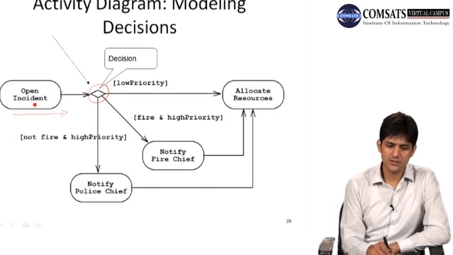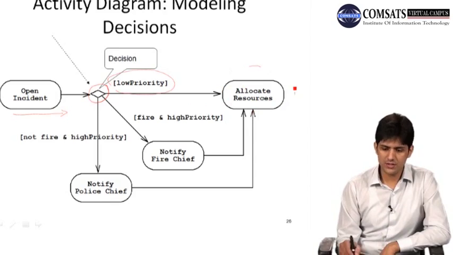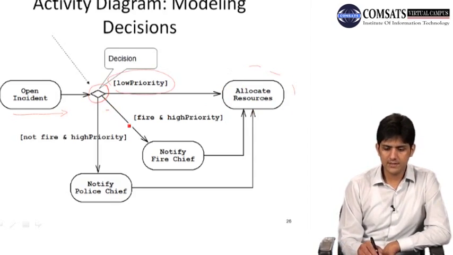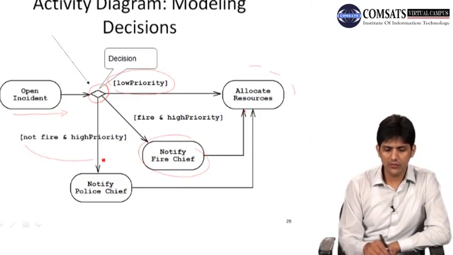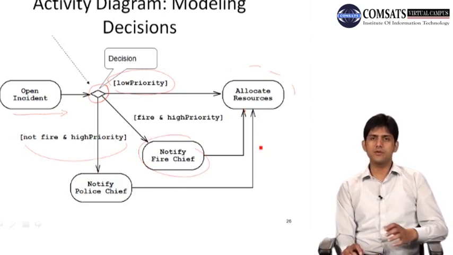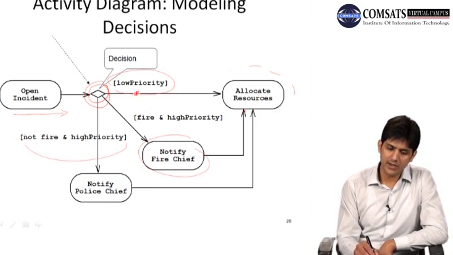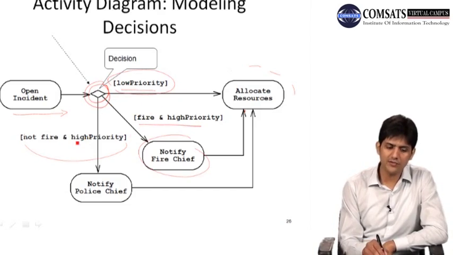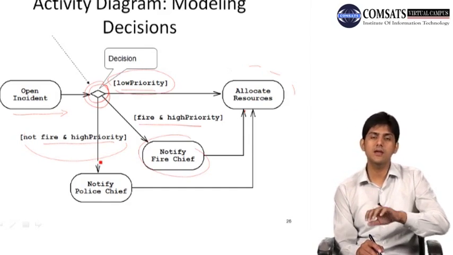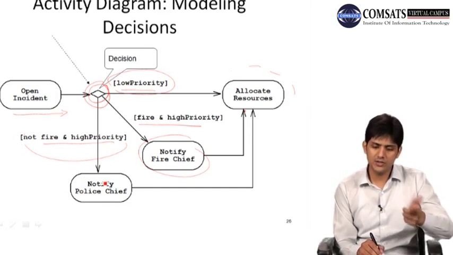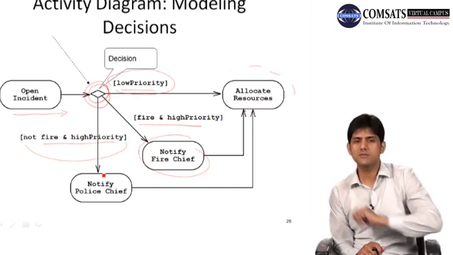And then there is an action which is open incident. If it's a low priority incident then you will allocate resources to it, ठीक है. If it's fire and high priority, notify fire chief और आप उसको रिसोर्स एलोकेट कर देंगे. If it's not fire and high priority, notify police chief. So basically you can see कि आपके इस डिसीजन के ऊपर मल्टीपल तरह के अब आपके गार्ड्स हैं. पहला गार्ड क्या है कि लो प्रायोरिटी है, दूसरा गार्ड है आपका हाई प्रायोरिटी और फायर है, और तीसरा है कि फायर नहीं है लेकिन हाई प्रायोरिटी का इंसिडेंट है. In case of fire you will tell the fire chief, आप उसको रिसोर्स एलोकेट कर देंगे. In case of high priority and not fire आप पुलिस को नोटिफाई करेंगे, then they will allocate resources. Otherwise it's low priority यानी कि कोई छोटा मोटा इंसिडेंट है तो you will just try to allocate resources.